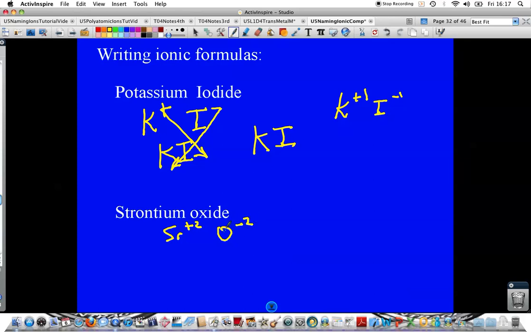Now, the crisscross method doesn't really work with this one, because if I do the crisscross, if I bring that down here and that one down here without the plus or the minus, I get Sr2O2, and that's incorrect because it's not reduced down. Okay, if we notice that's a +2, that's a -2, they already cancel, and so we don't have to do anything. We can just put them together. So SrO would be the formula for strontium oxide.